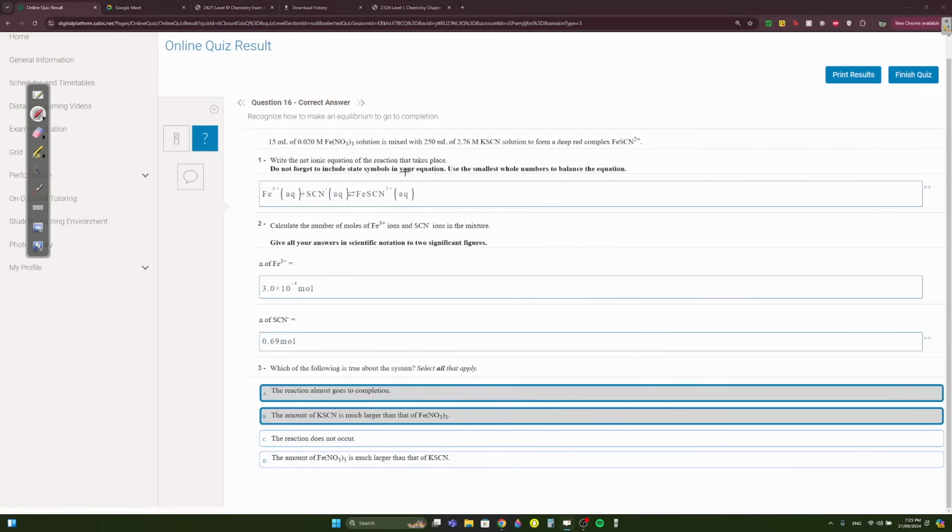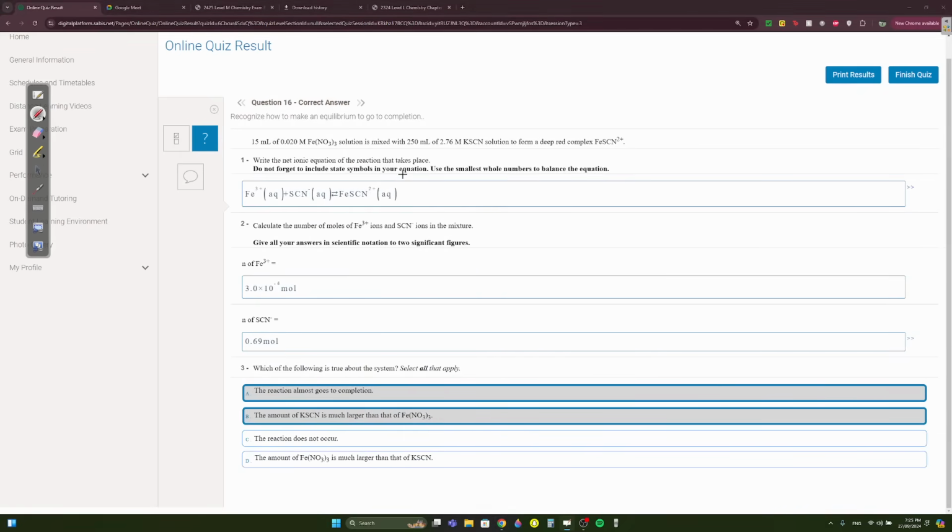Question 16. Okay, oh my god, what's this? Write the net ionic equation. Okay, 15 milliliters of this is mixed with 250 of this to form this. Okay, this is how you do this. You look at your precipitate, you see what do I have.